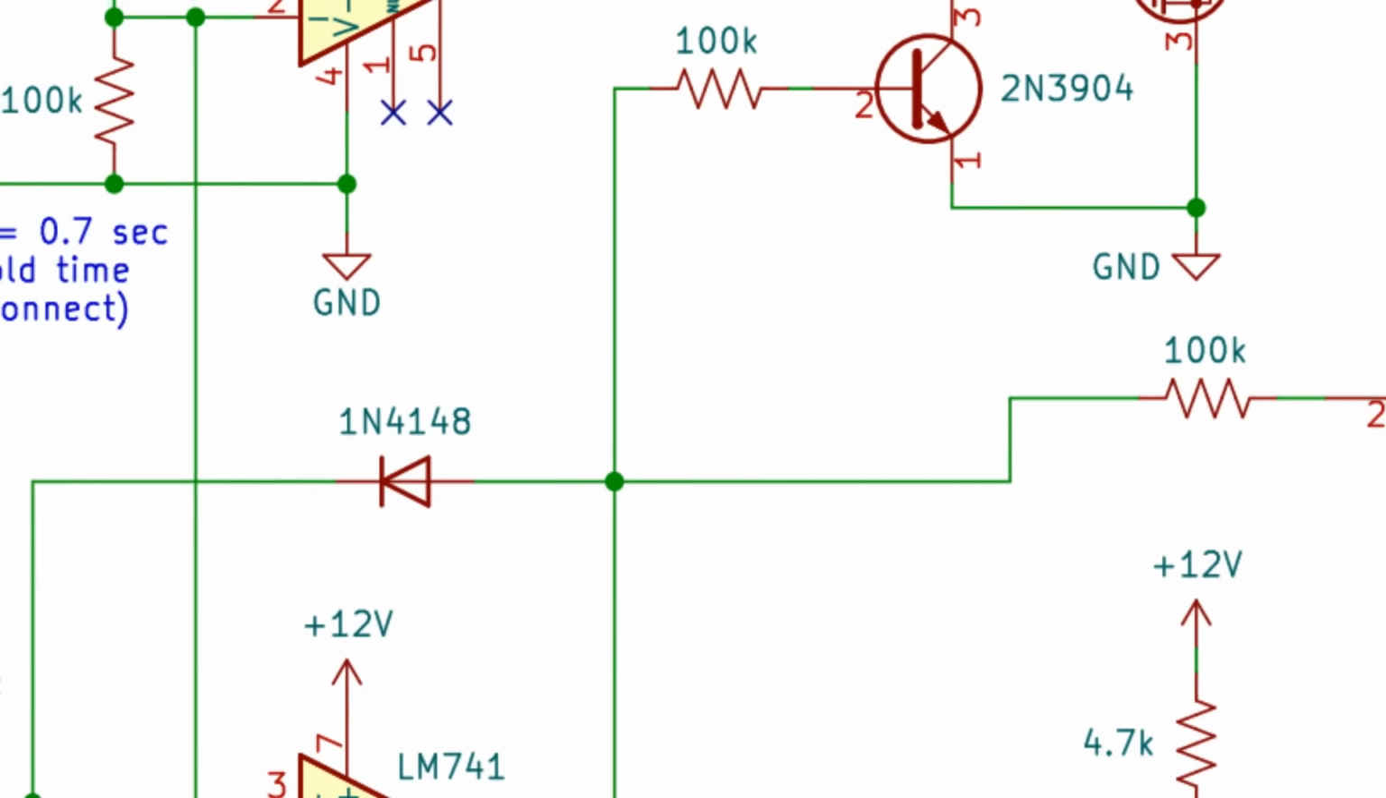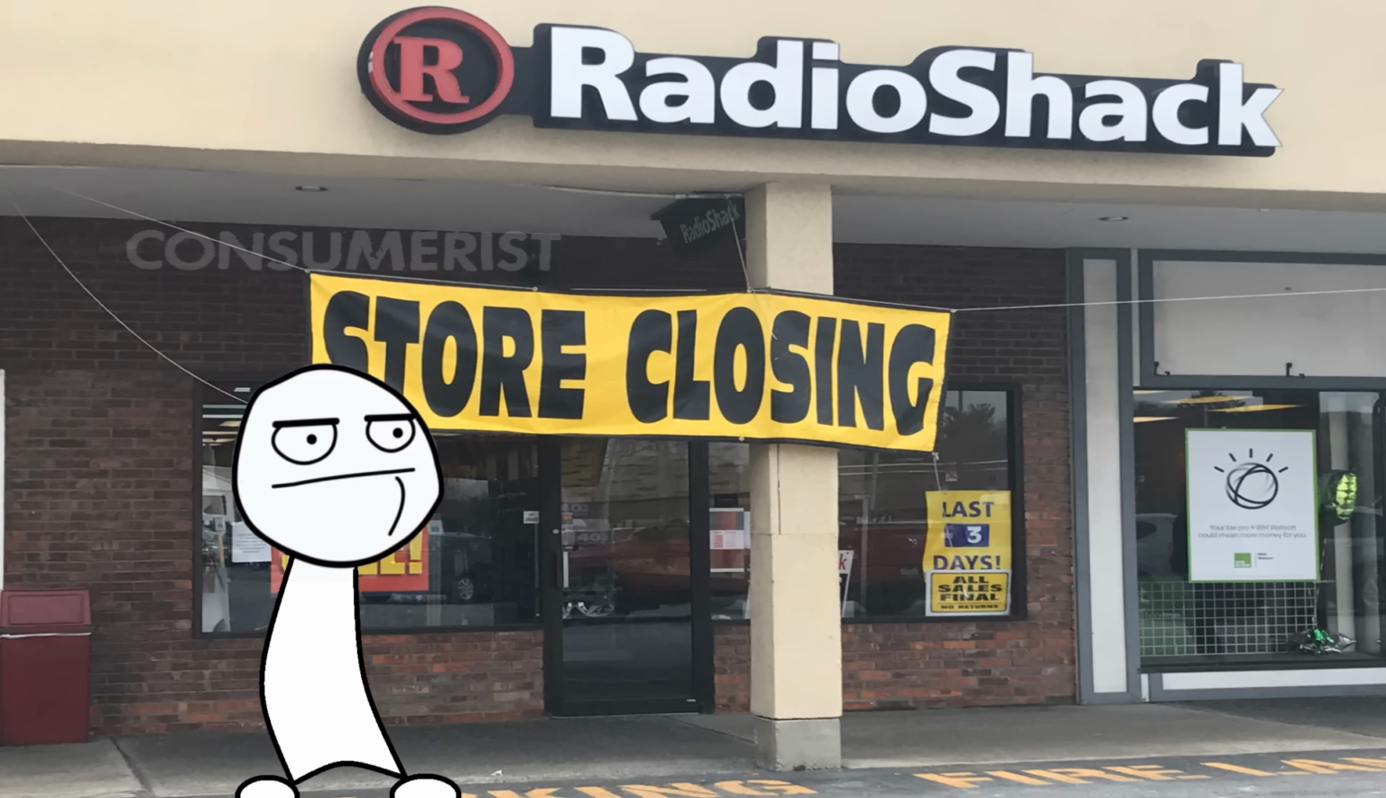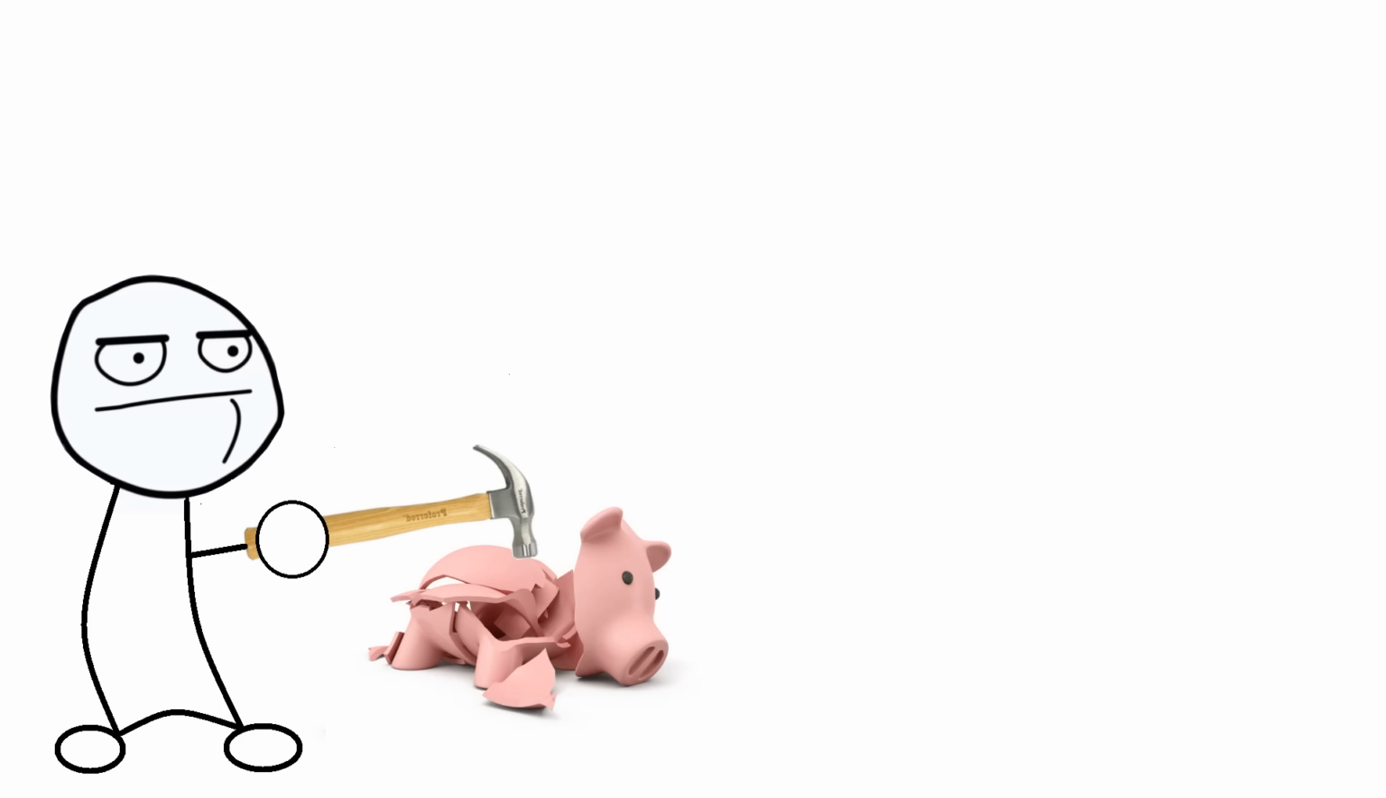So I decided to make my own analog circuit to control the whole system just to see if I could do it. I just gotta run down to Radio Shack and buy a few transistors and op amps. But what's this? My piggy bank is empty. Oh no. That can only mean one thing.